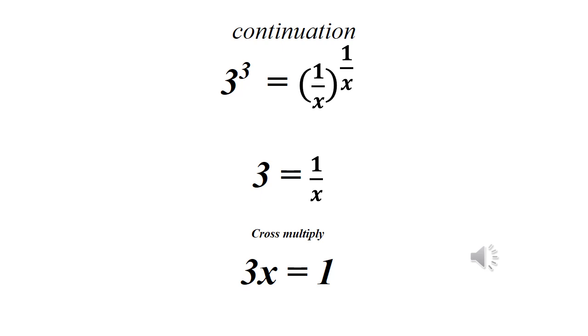If we break it down to index form, we have 3 raised to power 3, which equals 27. So then 3 raised to power 3 equals 1 over x raised to power 1 over x. Since we have 3 raised to power 3 at the left side and 1 over x raised to power 1 over x at the right side, we can just say the base equals the base. So 3 equals 1 over x. If we cross multiply, we have 3 multiplying x and 1 multiplying 1, because 3 is 3 over 1. So 3 times x equals 1 times 1, that's 3x equals 1.